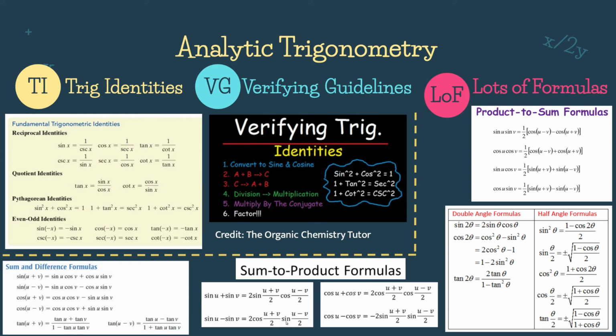Let's quickly touch on analytic geometry. The fundamental trigonometric identities are as follows, and the guidelines for verifying trigonometric identities are also as follows. Finally, shown are the sum and difference, double angle, half angle, product to sum, and sum to product formulas.